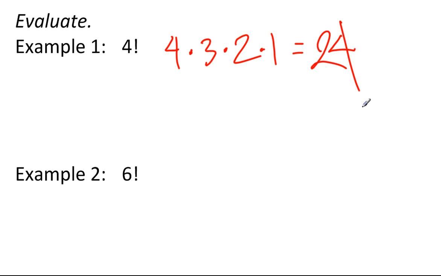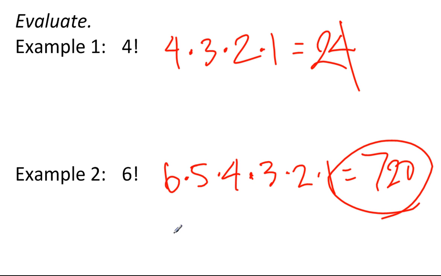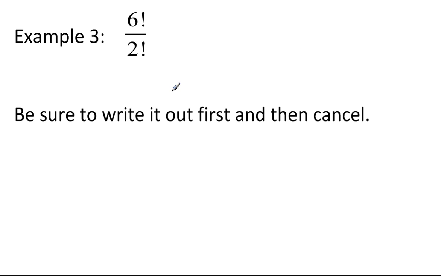Alright, so here 4 factorial, this is 4 times 3 times 2 times 1. And that comes out to 24. 6 times 5 times 4 times 3, 2, 1. And what's that? 720. So you can imagine as our number here gets bigger, this number starts to get real big, real quick. Alright, this one, now since we just did that, you can think about, hey, that's 720 over 2 factorial, which is just 2 times 1, is 360.